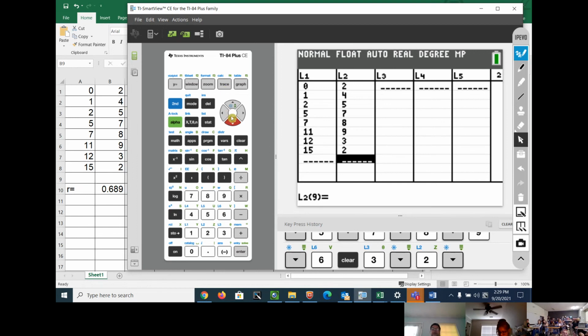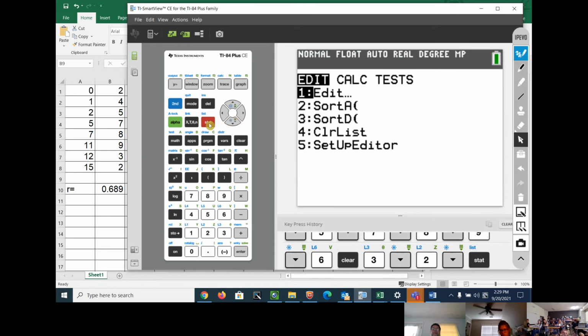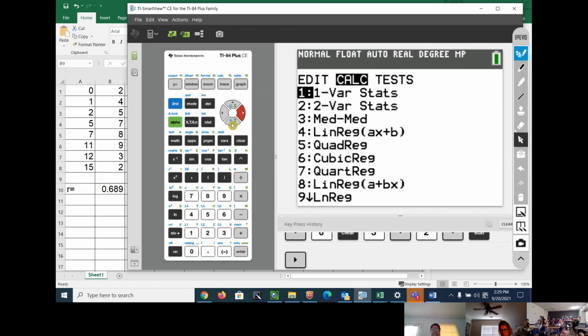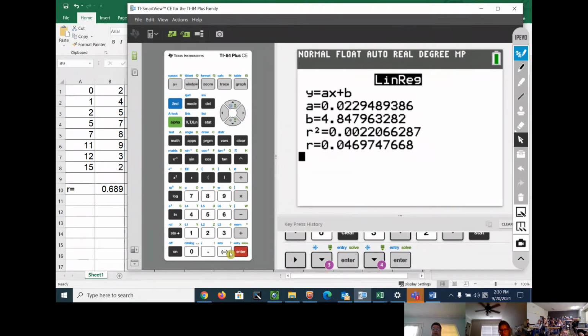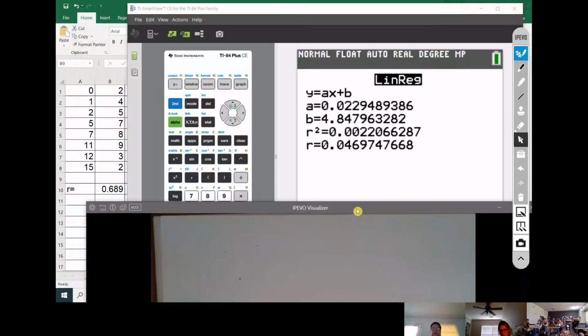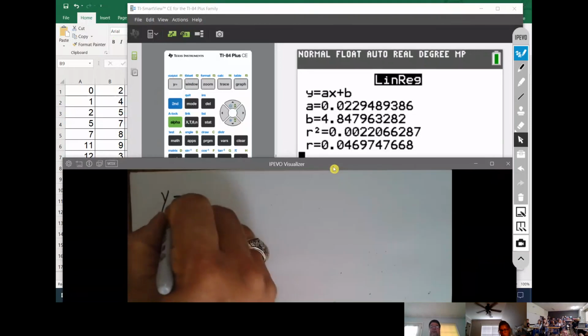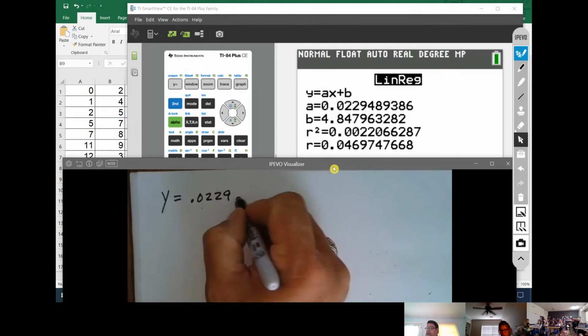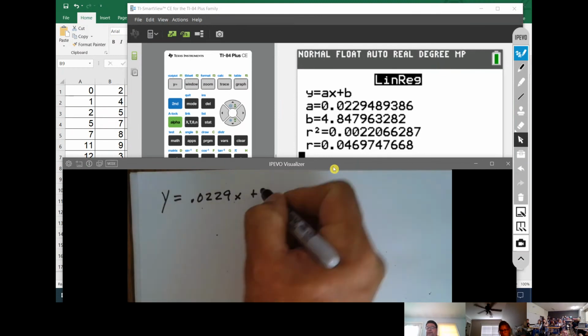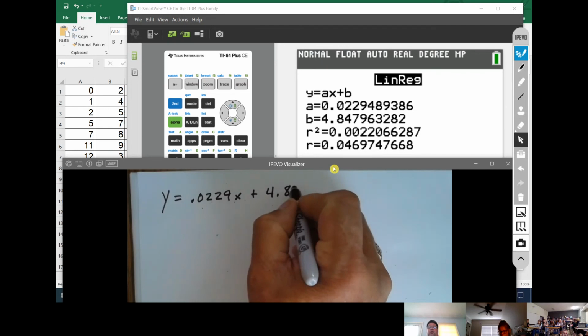And let's go ahead and do it on the calculator first. Go to Stat, Calculate, Linear Regression. It defaults to L1 and L2, so you just hit Calculate. So that means with our line, Y is equal to 0.0229x plus 4.848.